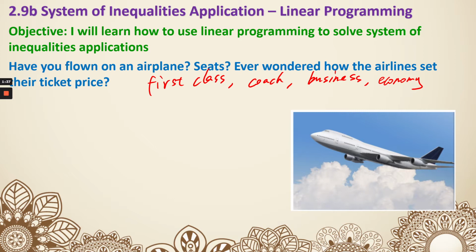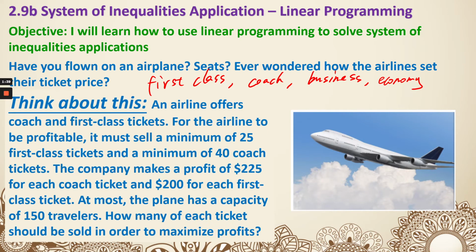So here's another scenario for you to think about. An airline offers coach and first class tickets. For the airline to be profitable, it must have a minimum of 25 first class tickets and a minimum of 40 coach tickets. The company makes a profit of $225 for each coach ticket and $200 for each first class ticket. At most, the plane has a capacity of 150 passengers. How many of each ticket should be sold in order to maximize profit?